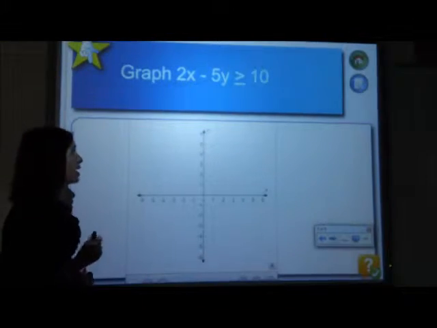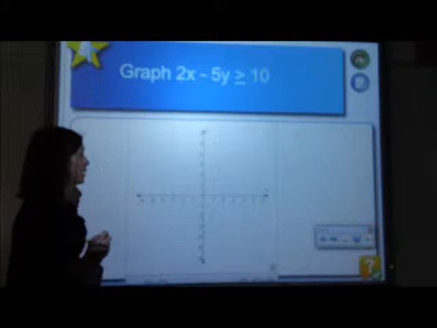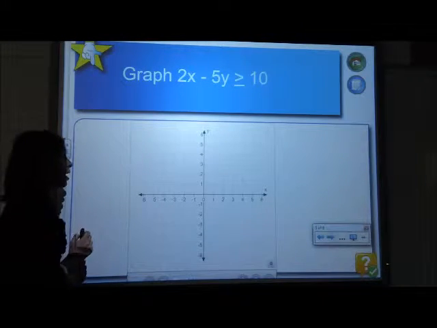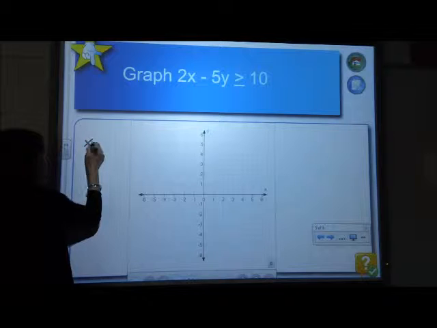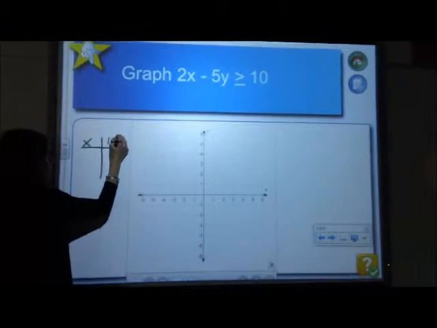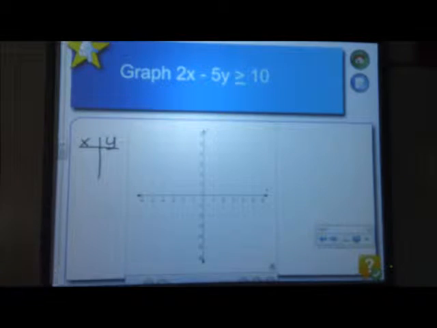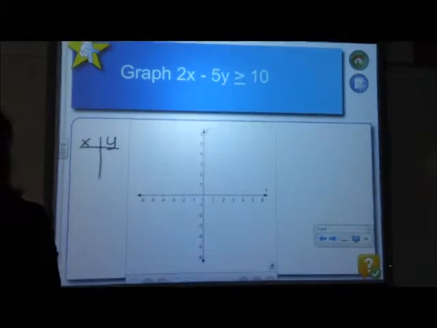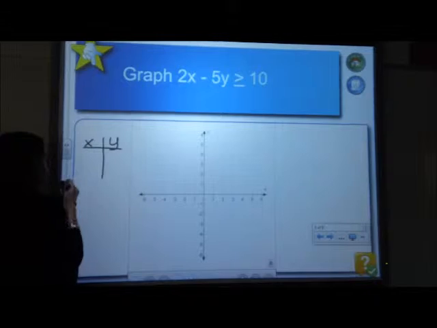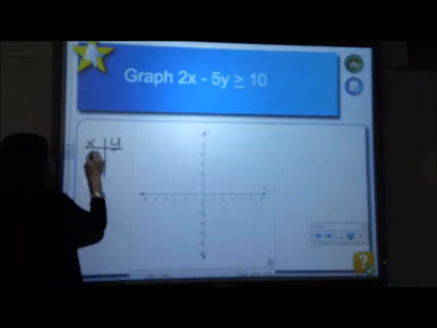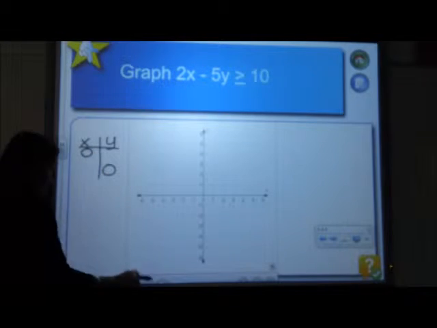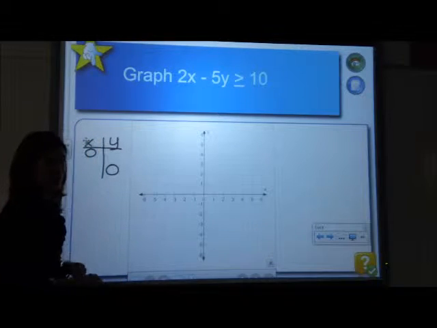2x minus 5y is greater than or equal to 10. Okay? So first, we're going to graph the line. Now in this case, I'm going to use the intercepts because it is in standard form. And we've talked about using the intercepts when it's in standard form, that's just a nice, easy way to graph it. So using the intercepts, we're going to find the x-intercept and the y-intercept. We're going to let x and y both be 0. I called it the cover-up method, remember?